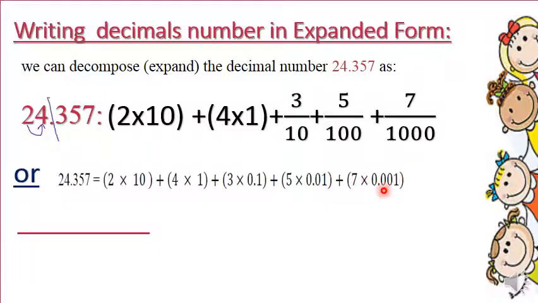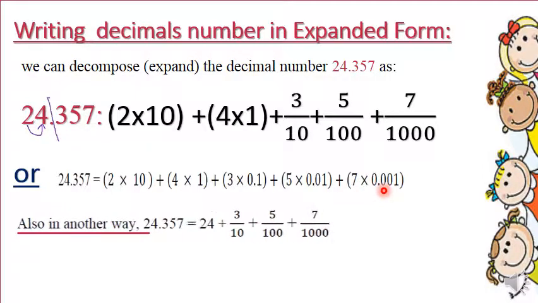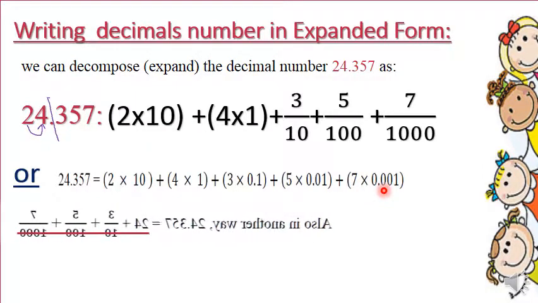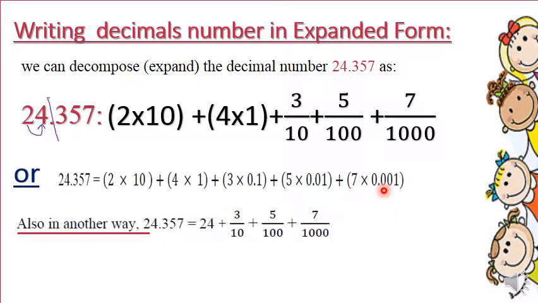We also have another way, which is writing the whole part alone, like 24 plus 3 tenths, 3 over 10, plus 5 hundredths, 5 over 100, plus 7 thousandths, which is 7 over 1,000.